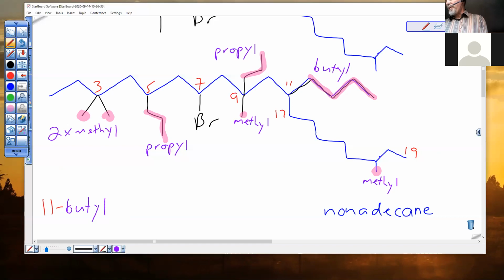There's only one butyl, no prefix in front. There are 4 methyls. Every methyl needs a number. Okay? Every methyl needs a number. I don't care if there's 2 carbons on 3, they each get a 3. There's 2 methyls on 3. So there's a methyl on 3. There's a methyl on 3.